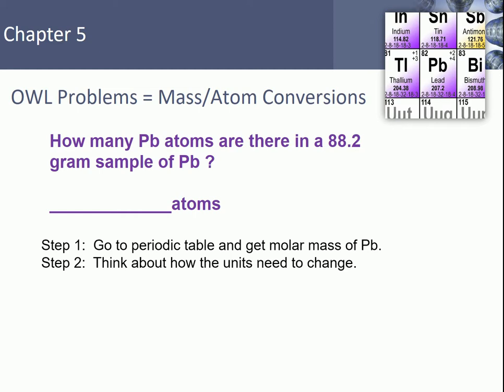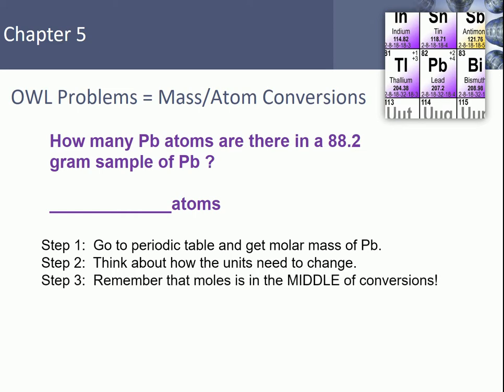So we need to think about how we go from our units of grams, that's what we're given. So we're not going to start with the units that are in the answer. We need to start with the units that are given in the problem. And usually there's going to be moles in the middle. In this case, we're going to take the 88.2 grams of lead, use the molar mass given on the periodic table, put the 207.2 in the bottom so that it will cancel out the grams of lead.